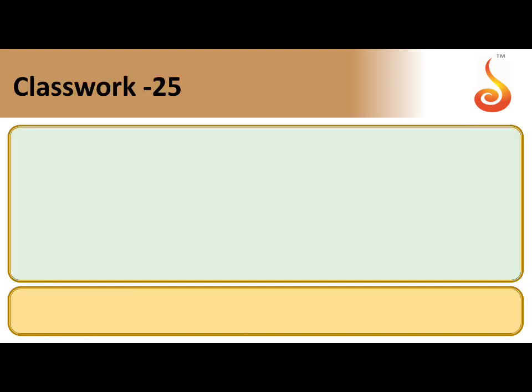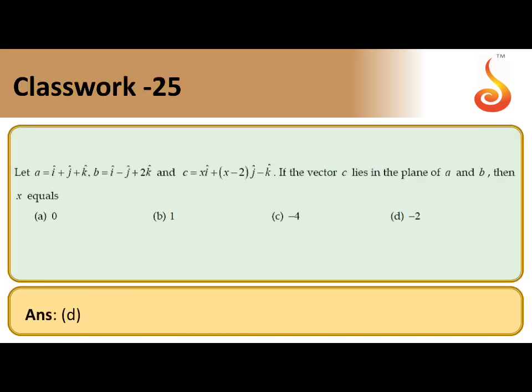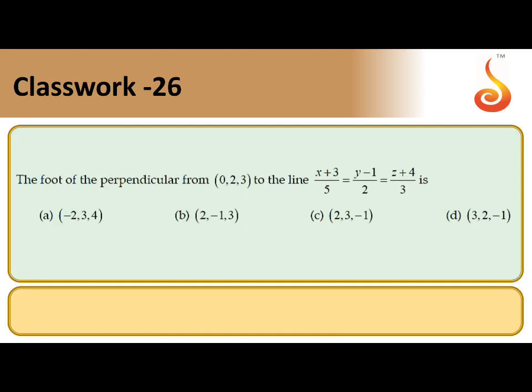Check the answer, x is minus 2 or not. So D is the right answer. So next, foot of the perpendicular drawn from point (0, 2, 3) to the line. Foot of the perpendicular means the point should be on the line.